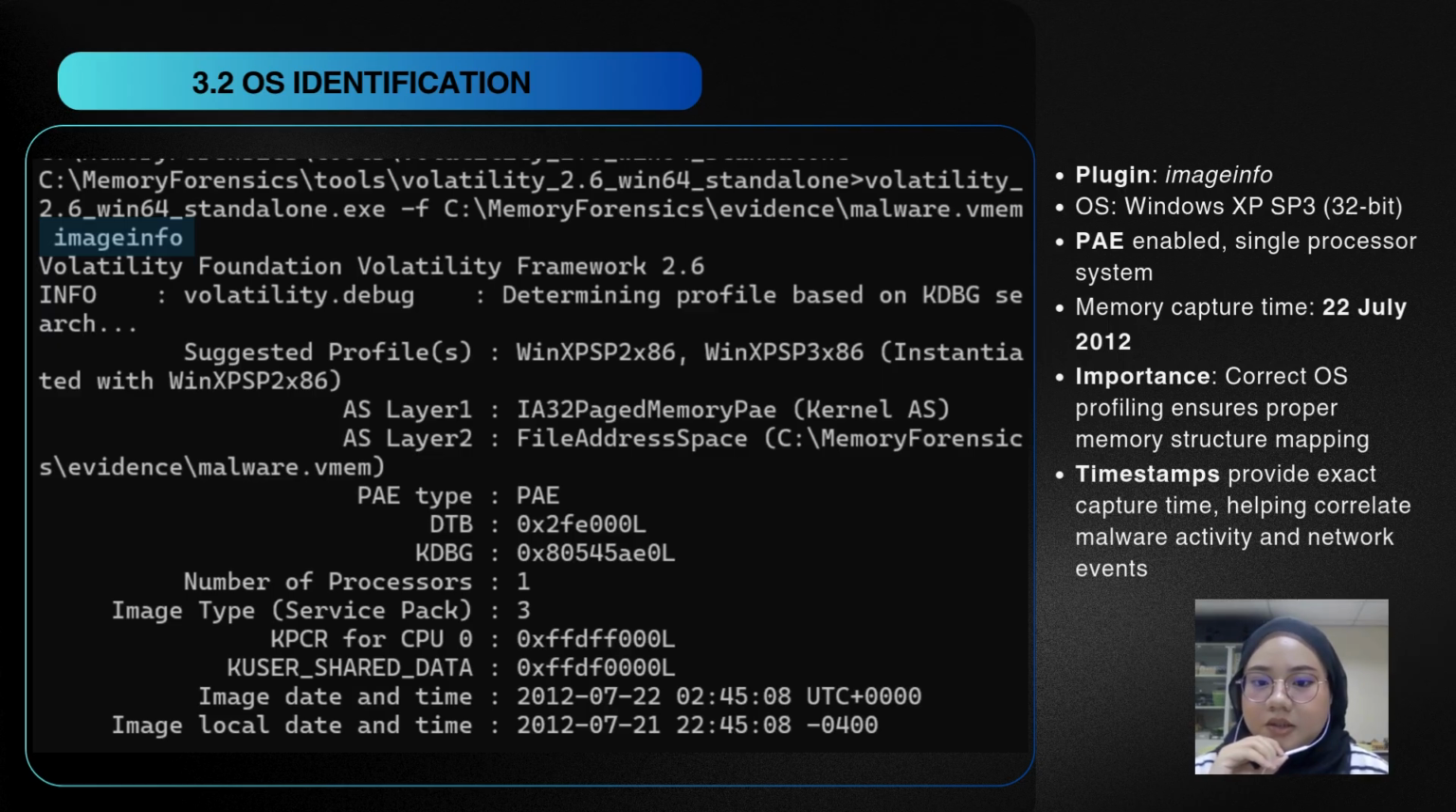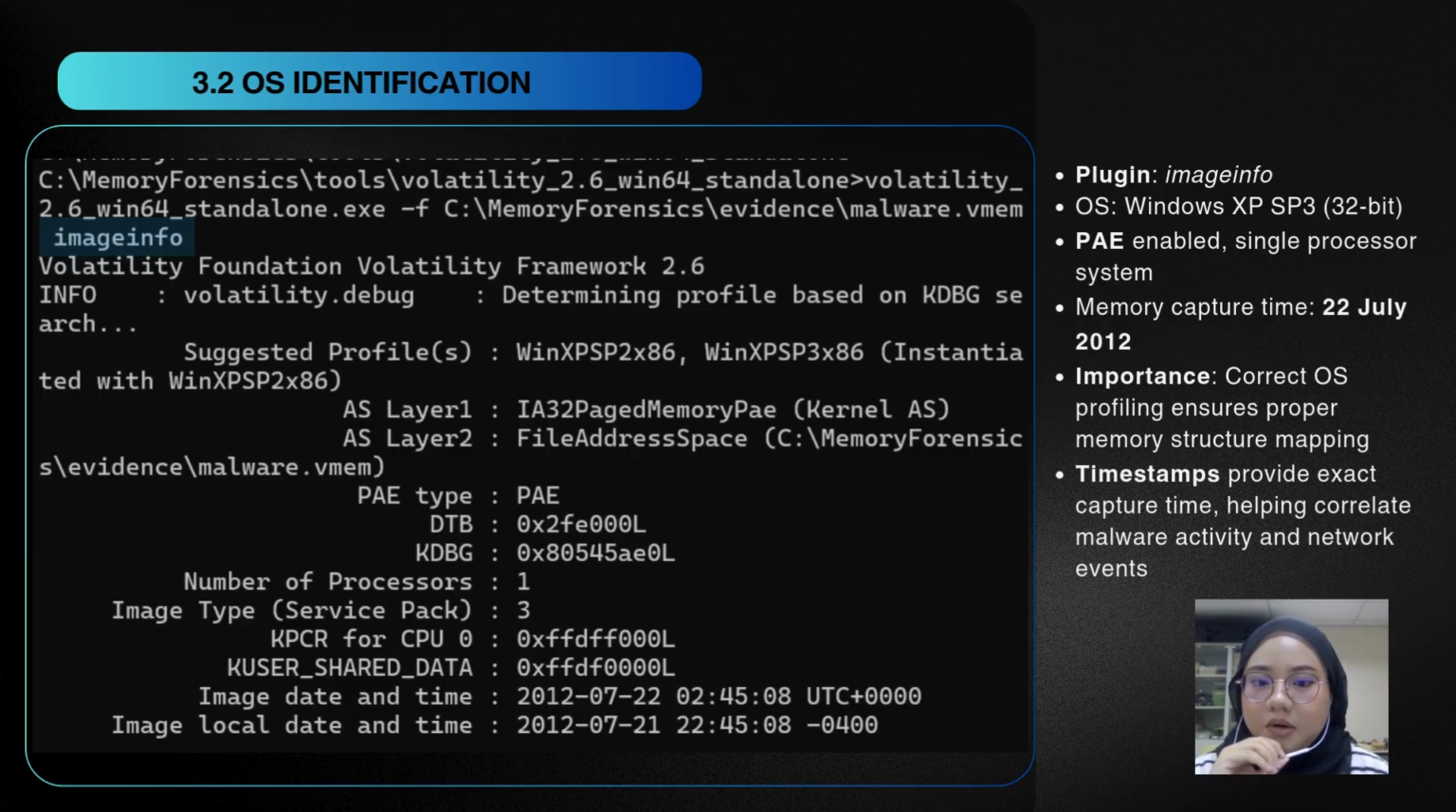The memory analysis of the system was initiated using the Volatility Framework imageinfo plugin, which inspects the memory dump to determine the operating system and system architecture. The output identified the system as Microsoft Windows XP Service Pack 3 32-bit, confirming that the memory structure aligned with the 32-bit environment. The analysis also indicates that PAE was enabled, a feature allowing the operating system to access more memory than the standard 32-bit limit.